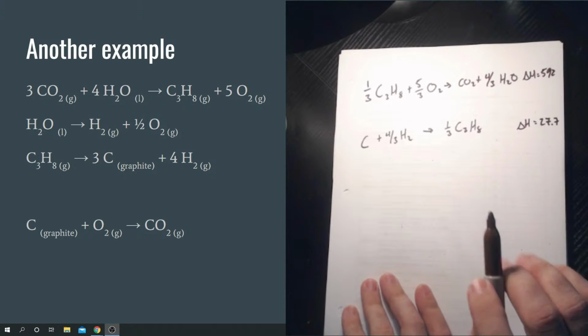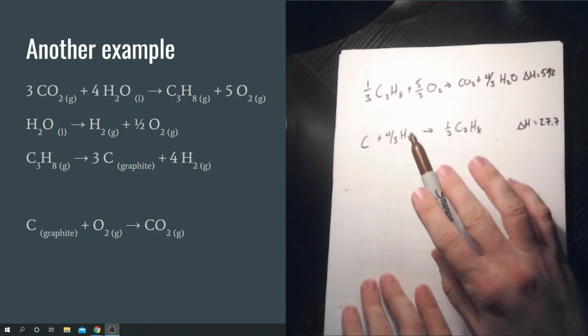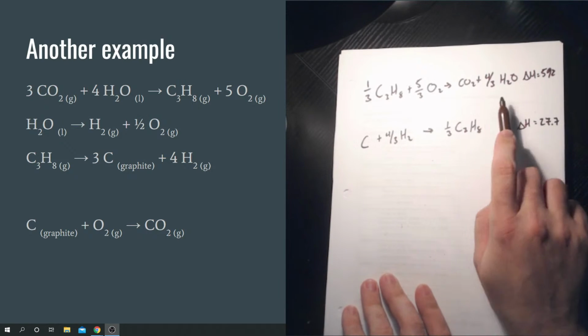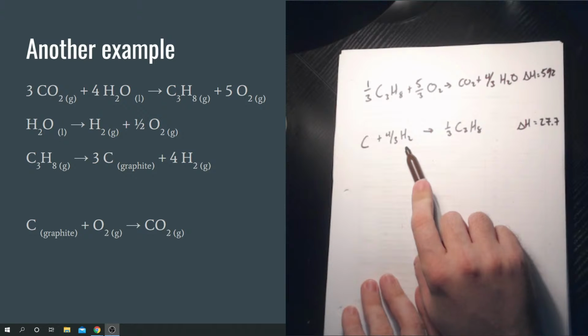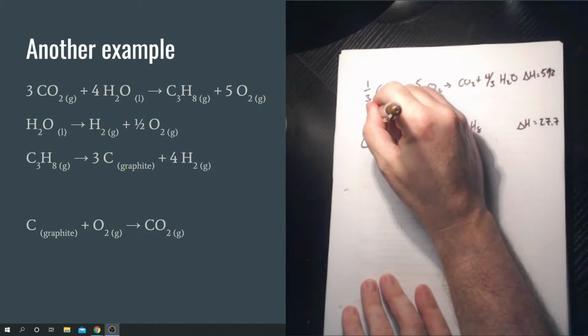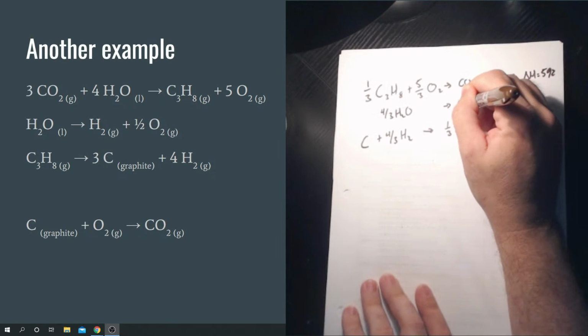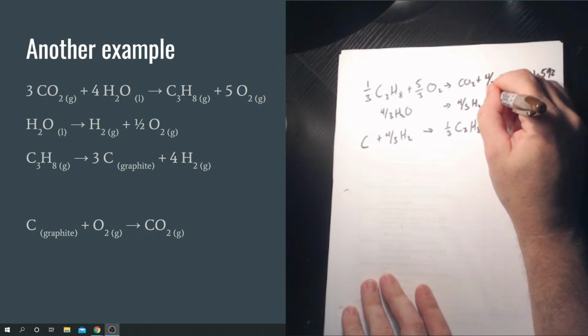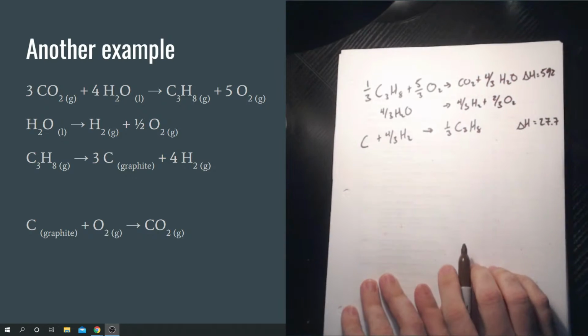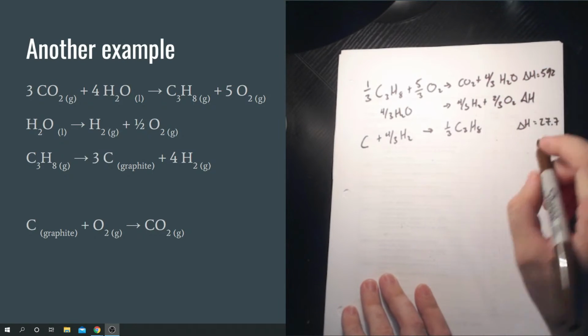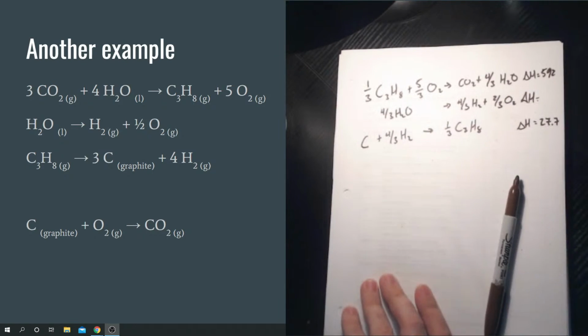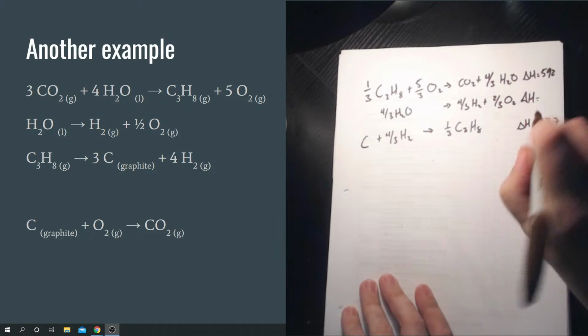Now, we're going to take this middle reaction and multiply by 4/3 because we need 4/3 water on the left, we need 4/3 hydrogen on the right. So when we multiply this by 4/3, we're going to get 4/3 water breaking up into 4/3 hydrogen plus 2/3 oxygen. Okay. And our enthalpy change, oh, this is going to be more annoying. So divide by 3, that's going to be 76. Multiply by 4, 76 times 4 is 304.